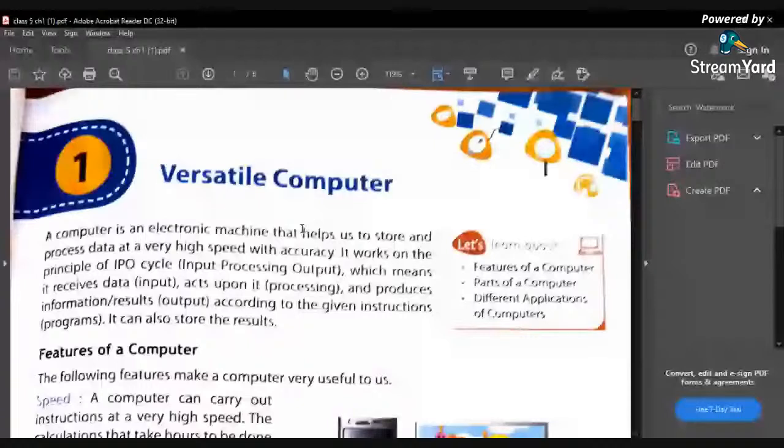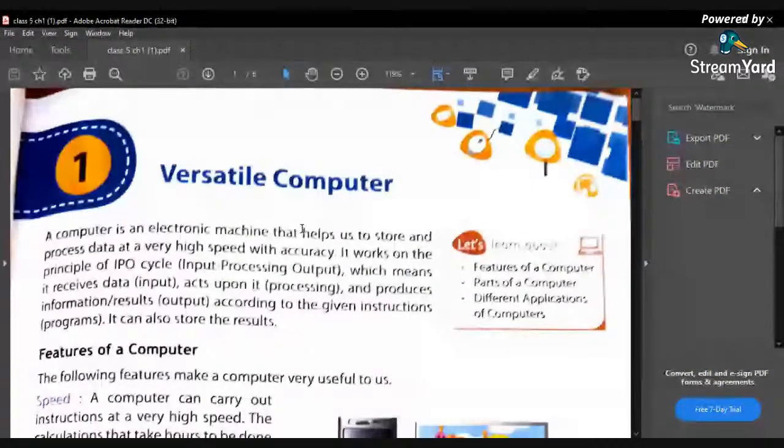In the previous class, we already learned about the computer, what a computer is, and the different work we can do with the help of computers. Now, in this chapter, we discuss the computer again. What is a computer? A computer is an electronic machine. Why do we say the computer is an electronic machine? Because it runs with the help of electricity. So we say that it is an electronic machine.